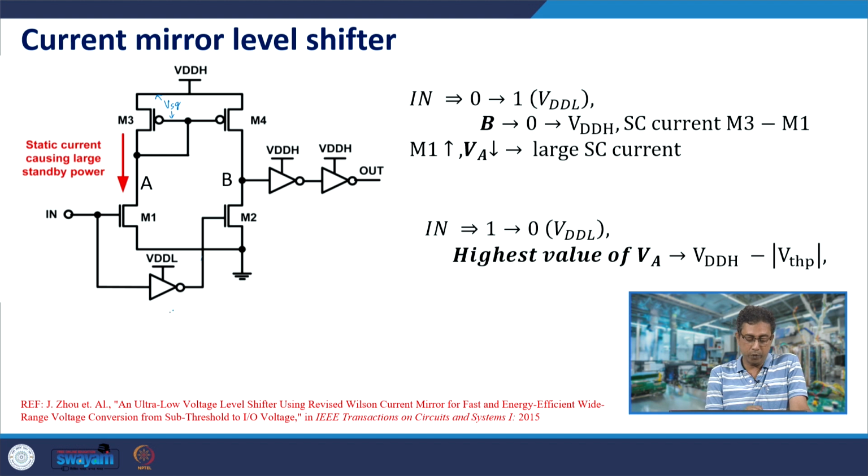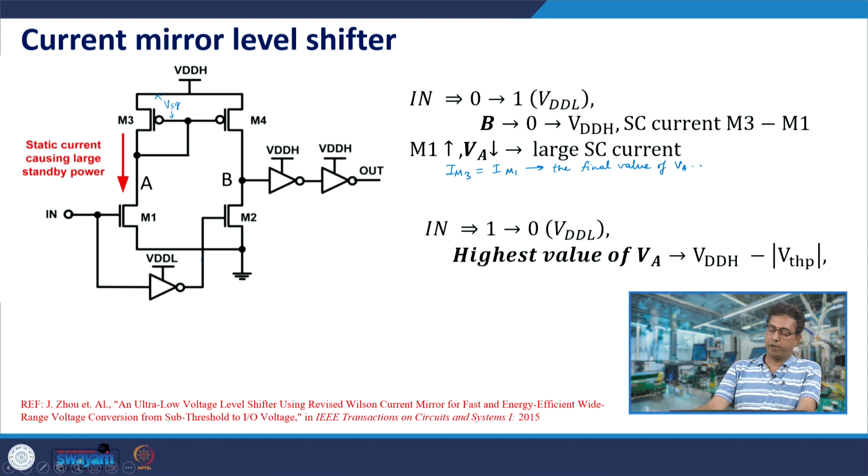But M2 is turned off here, because input is going from 0 to VDD-L. So, therefore, M2 is turned off and node B is charged. Node A would come to a static voltage based on the current ratios of M3 and M1. So, IM3 is equal to IM1. This determines the final value of VA, node A.